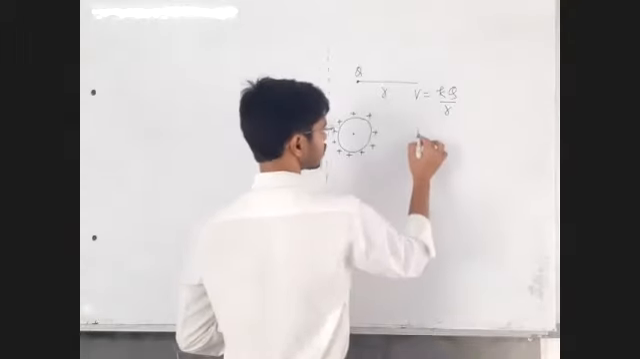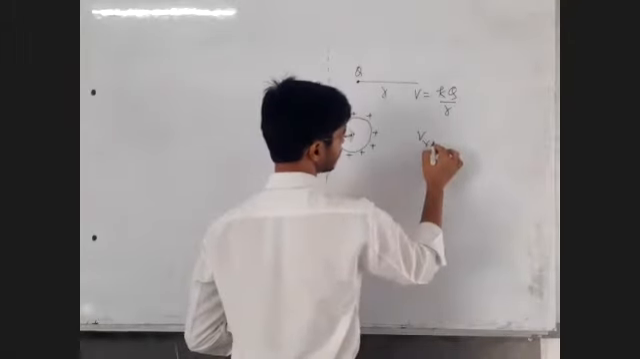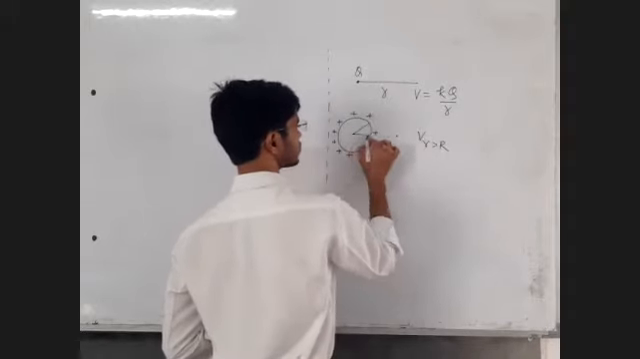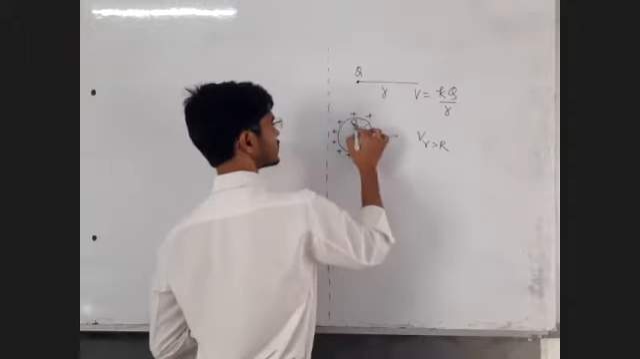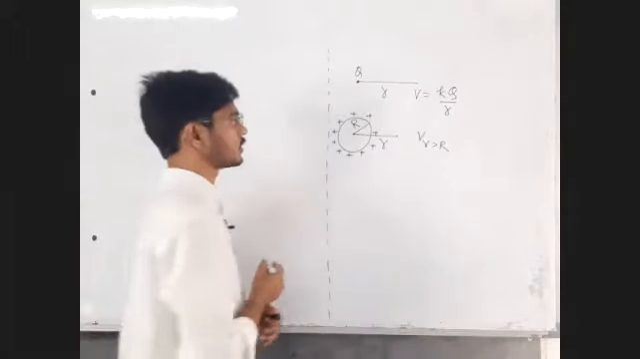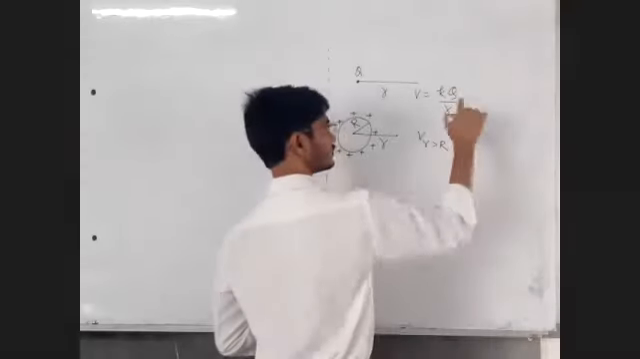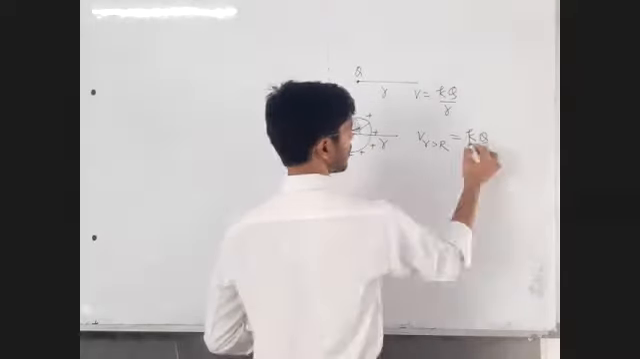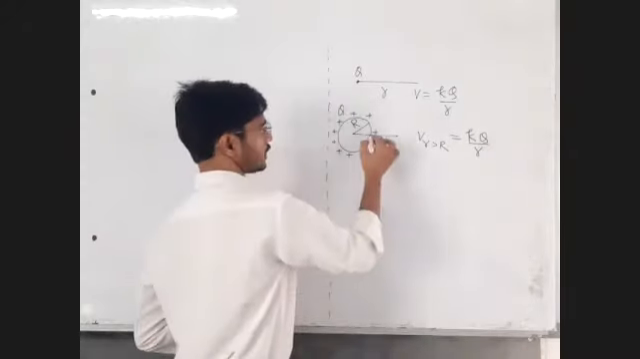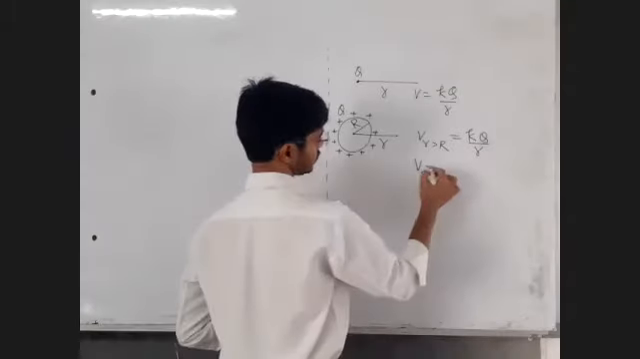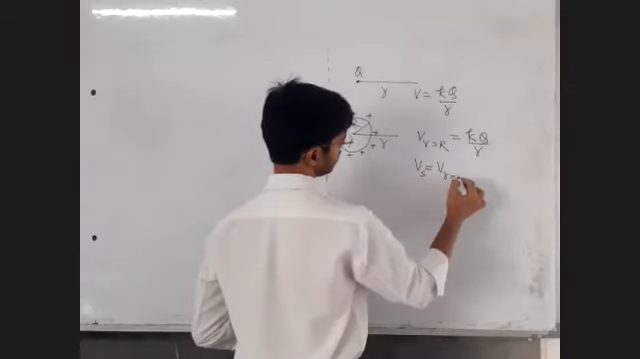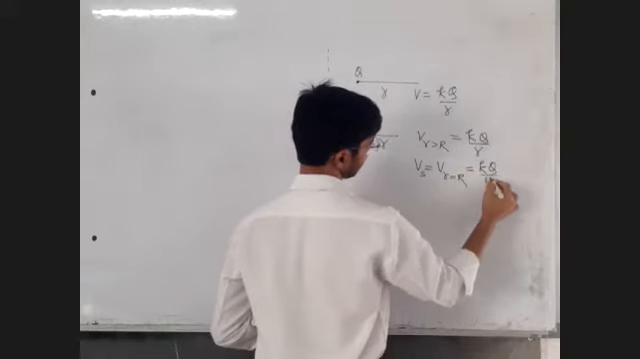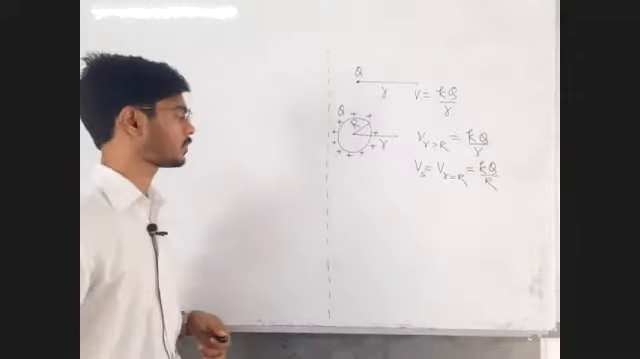Potential at a point outside means r more than capital R, where small r is the distance of the given point from the center, and capital R is the radius of the spherical shell. In that case, the formula is the same: k into total charge on the sphere upon small r. Potential on the surface means when small r is equal to capital R, that value is equal to k into total charge on the sphere divided by capital R.